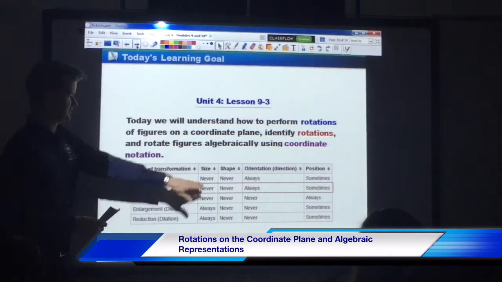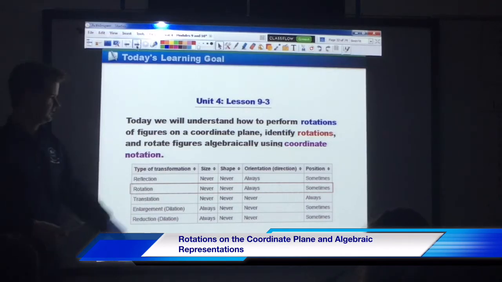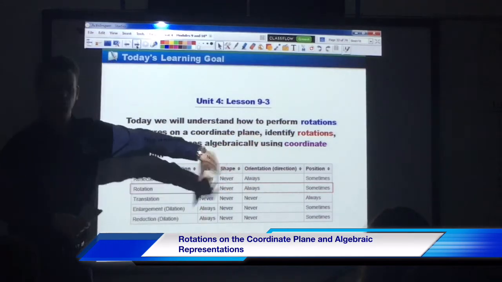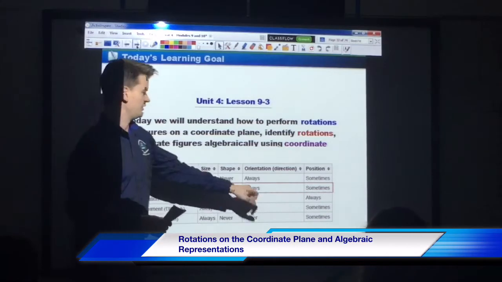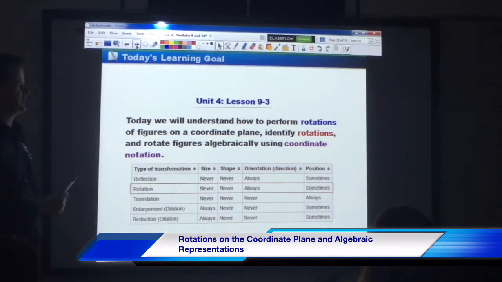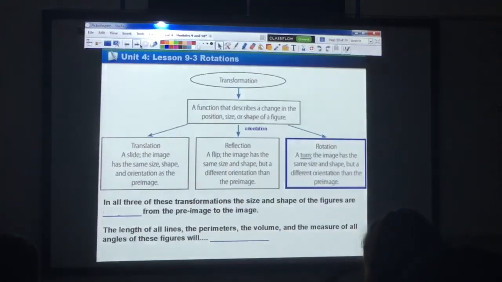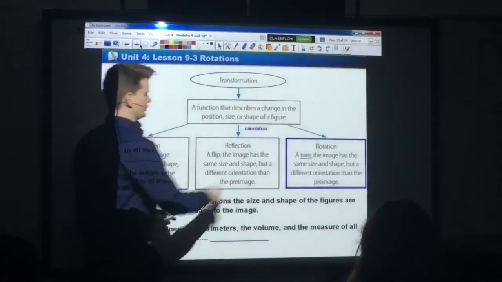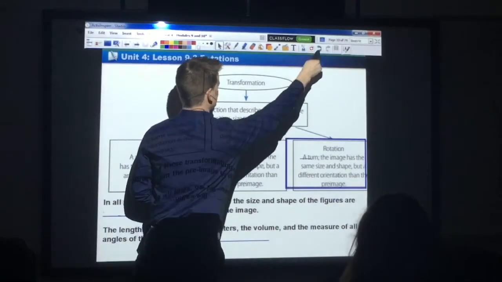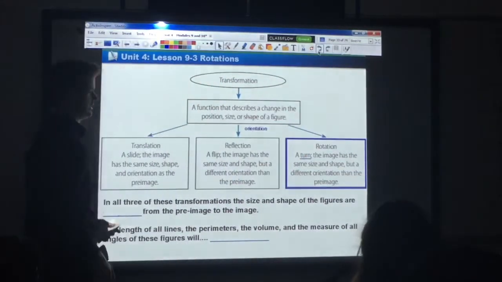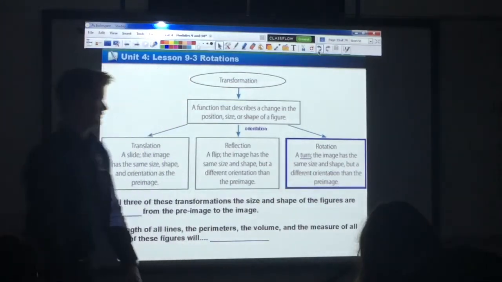When we deal with rotations, does the size ever change? No. Does the shape ever change at all, anywhere? No. Never. Orientation will always change, and once again, the position will change sometimes, because if we rotate a figure around the origin 1, 2, 3, 4 times, we end up where we started. Therefore, technically, nothing changed. So, transformation or rotation is known as a turn. Notice that we are not changing the shape at all. It's a turn. The image has the same size and shape, but a different orientation than the pre-image.